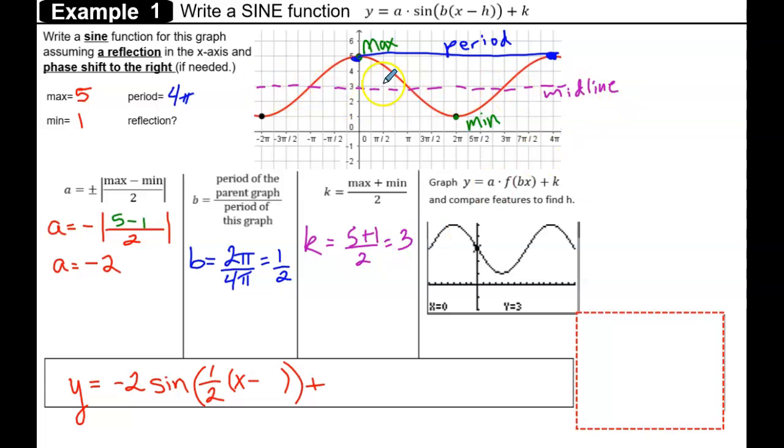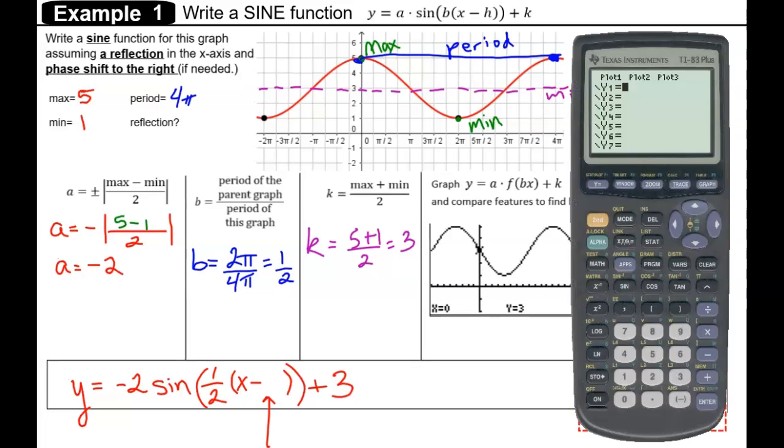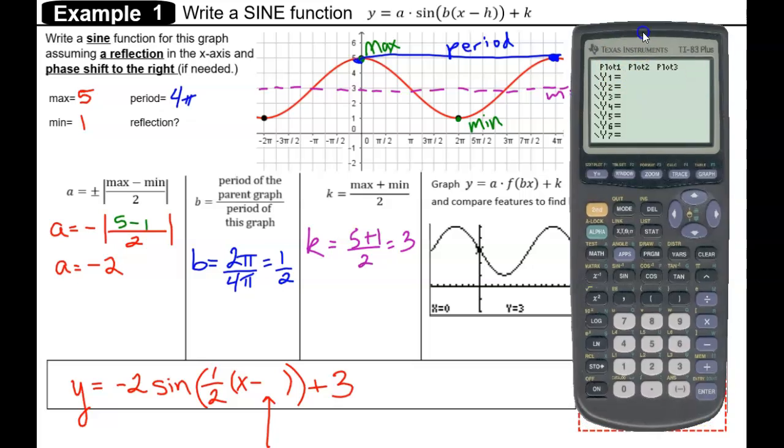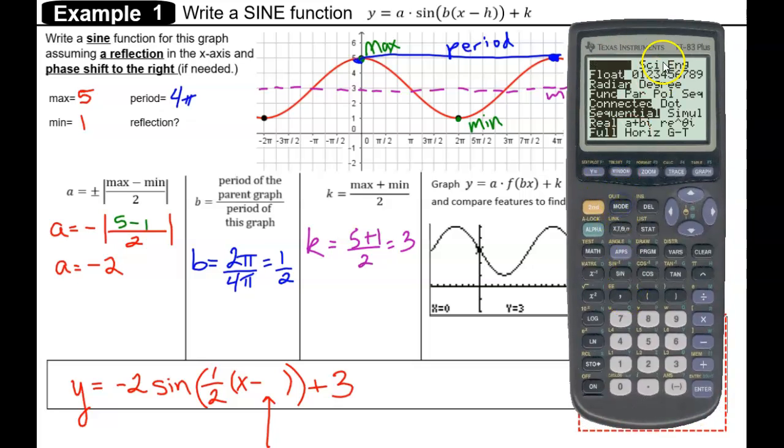So again, I can see that 3 from my midline on the graph, and that would be the k, which is 3. Now, to find if there's an h or not, we're going to use our graphing calculator. Okay, so we're going to pull up the graphing calculator and first check the mode. We want to be in radian mode.